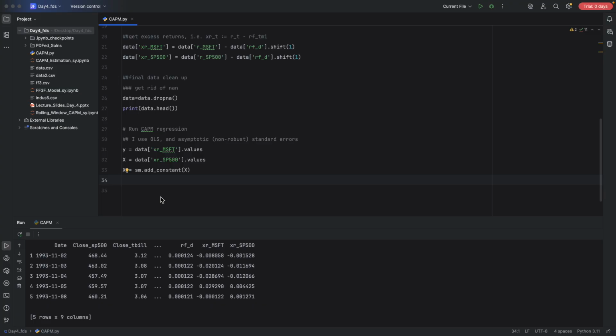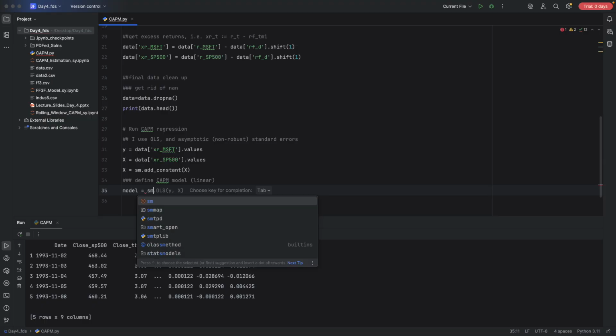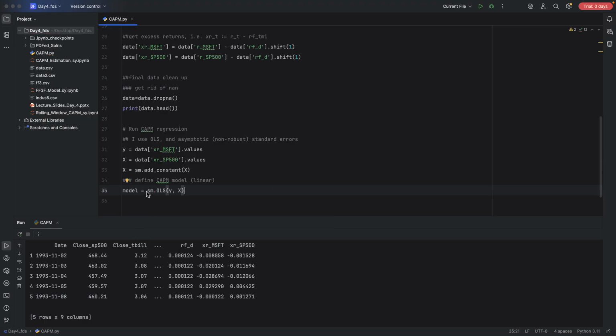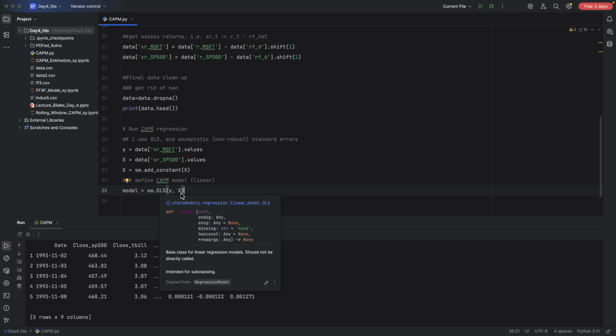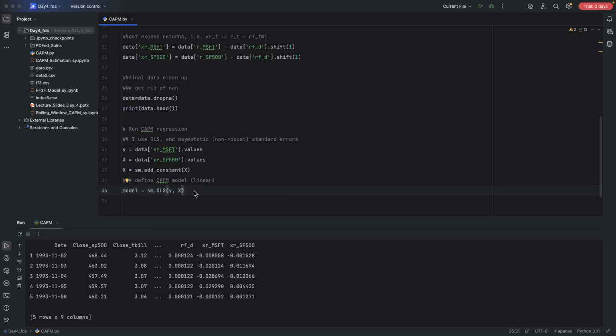Now I define a model. Define the CAPM model. Keep in mind it's linear, so I call it just model equals. I make great suggestions. So I take the stats model dot OLS, because I know I want to run OLS, and y is regressed on x, y is in excess returns, x is in excess returns, x has a constant in the first column, so this looks exactly like what I want to compute.